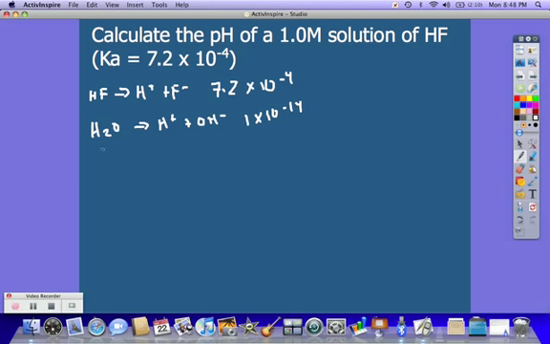We need to decide which acid is going to be the strongest, which is going to contribute to our hydrogen ions. And HF is stronger based on the Ka values. So the water equation, we're not going to need that one anymore. So we'll erase that one in a second.